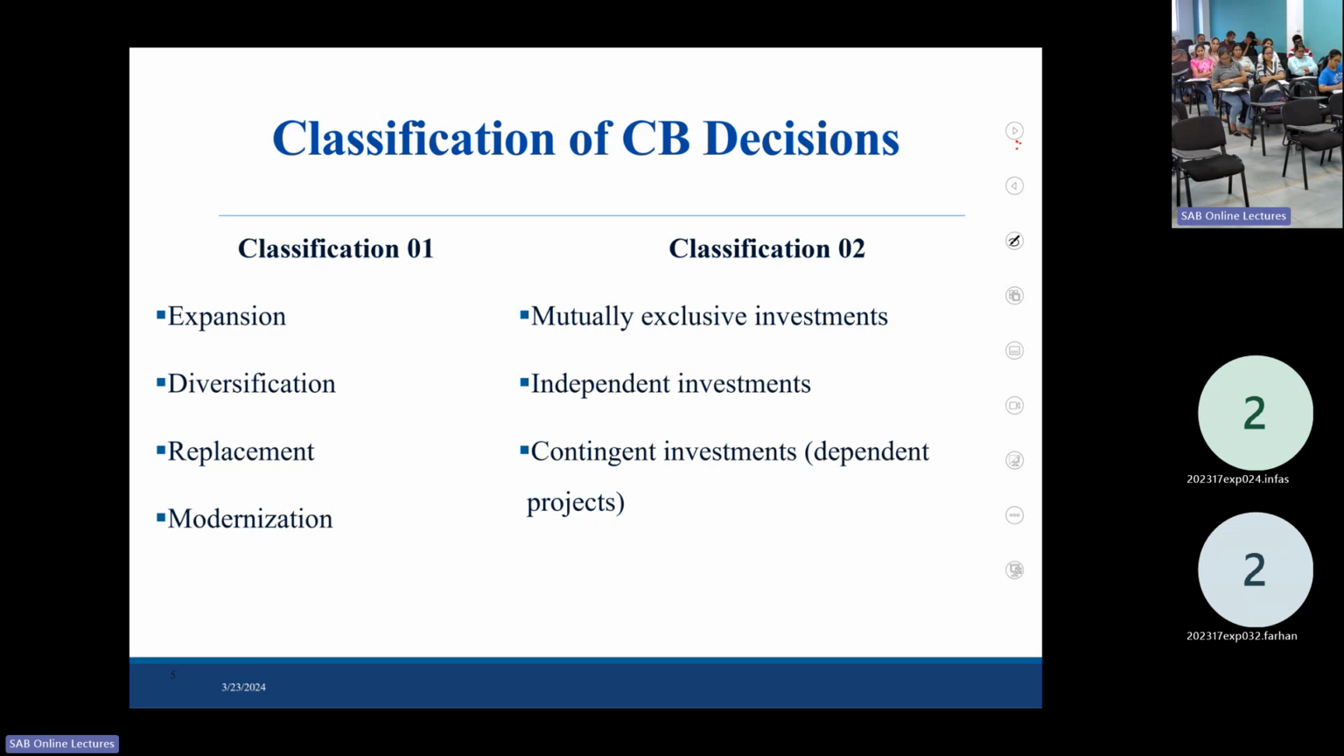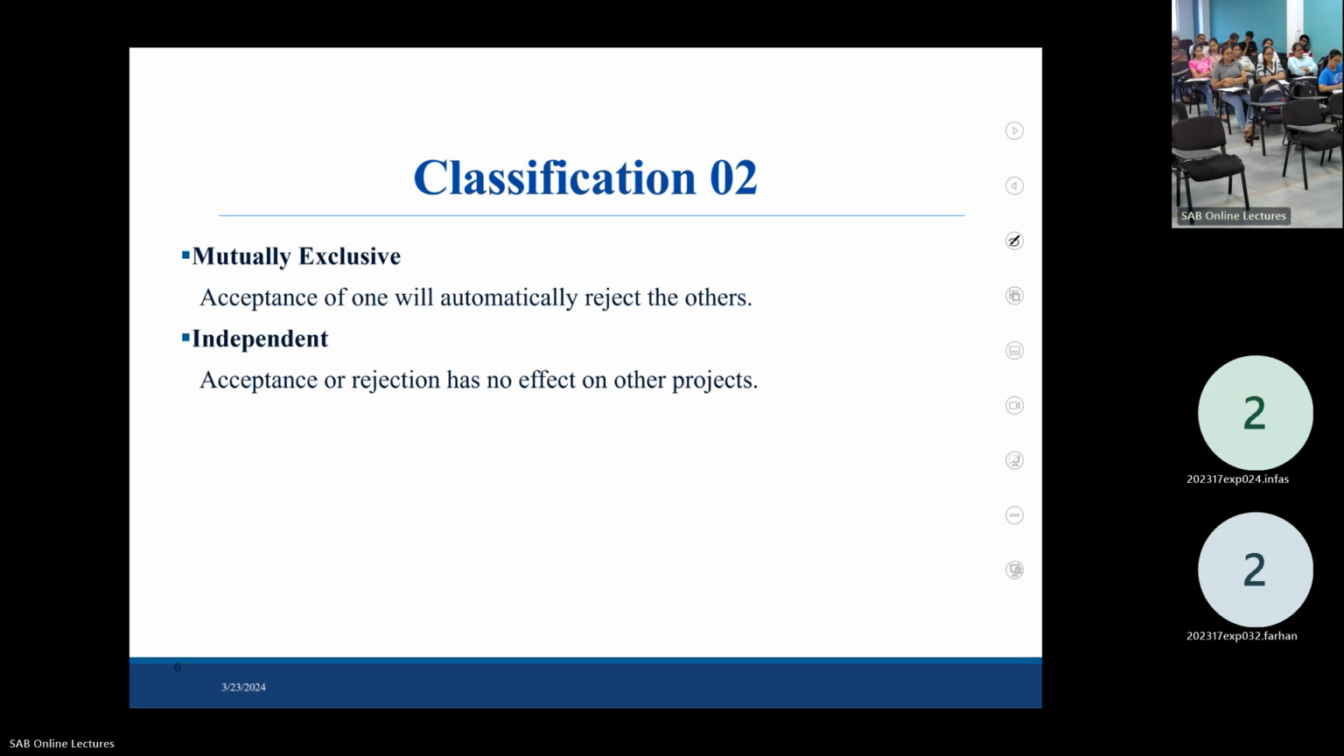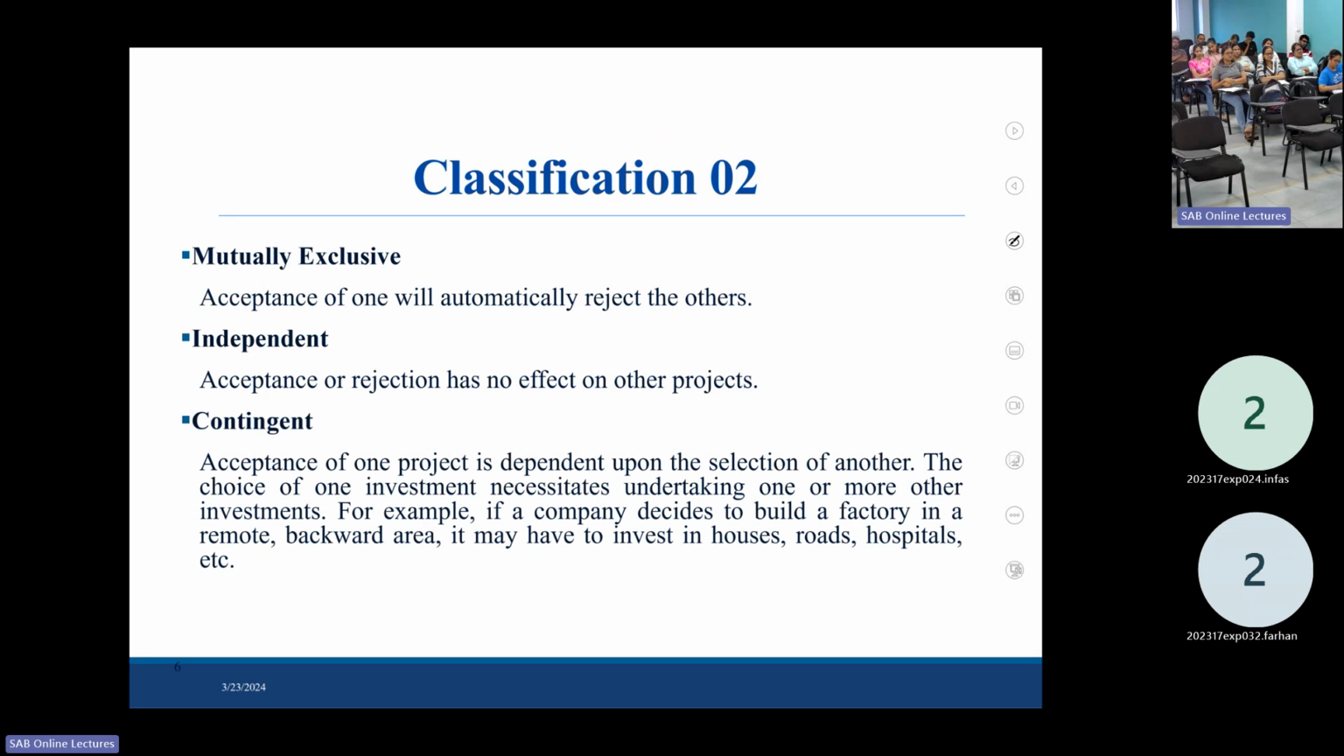So this is one classification. This is another classification: mutually exclusive, independent, or dependent. Dependent we also call contingent. So what is this? Mutually exclusive, independent, and contingent. Mutually exclusive means suppose you are evaluating different projects for the same purpose. Mutually exclusive: acceptance of one will automatically reject the other. So you are evaluating different projects to achieve the same purpose.